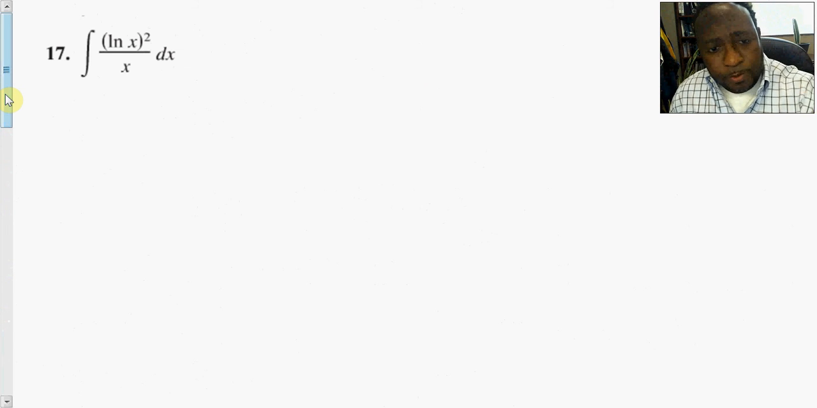For this problem, you don't even need integration by parts, because think about it. This is a u-du substitution.